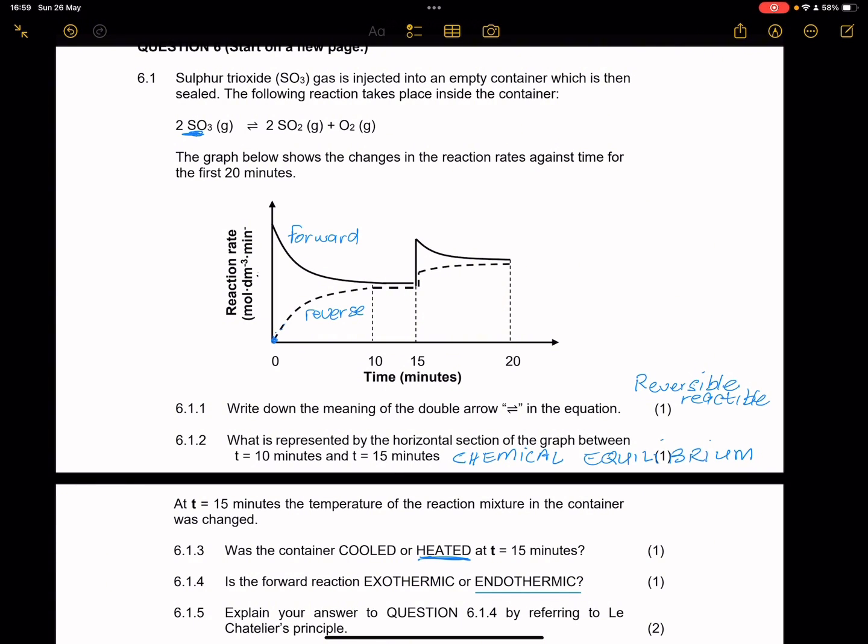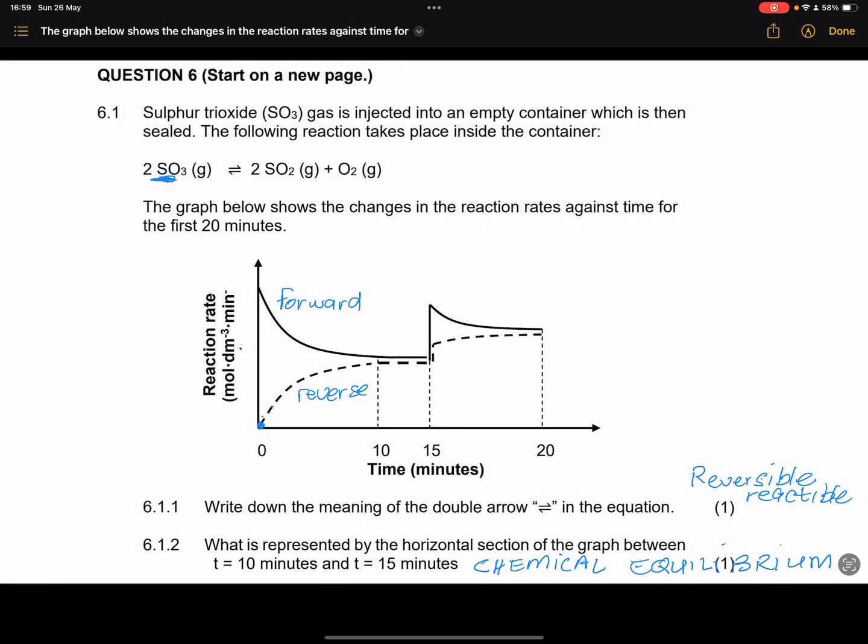So what usually happens, ladies and gents, is that I will then favor the side with the least amount of gas, right? So now, if you notice here, I've got 2 moles of gas on the left-hand side. I've got 3 moles, so that's the 2 plus the 1, so I've got 3 moles of gas on the right-hand side, right?